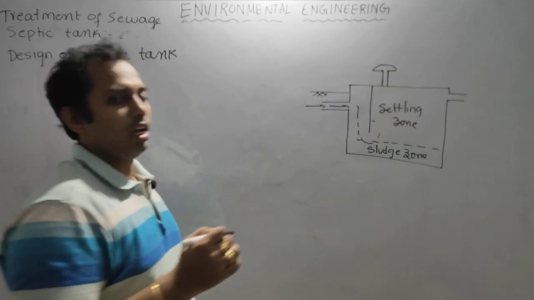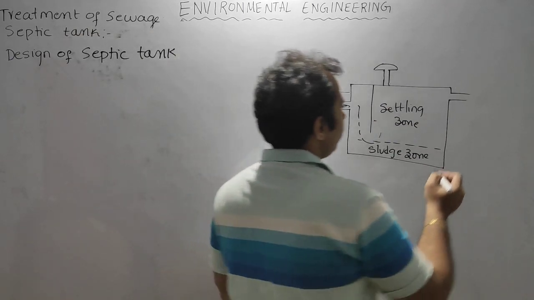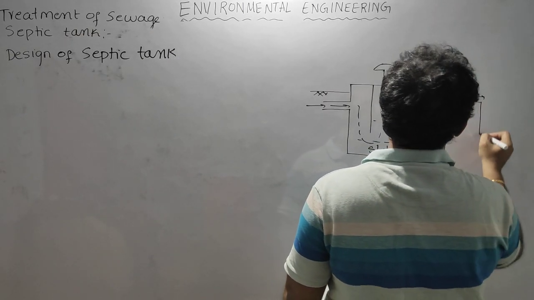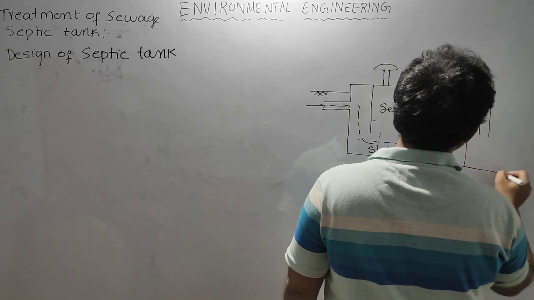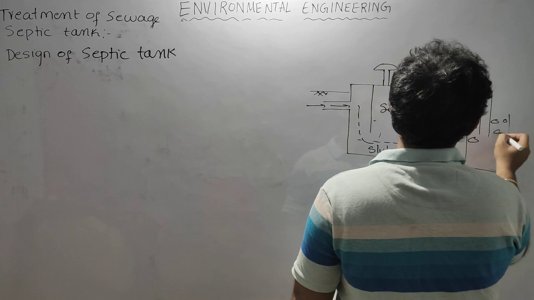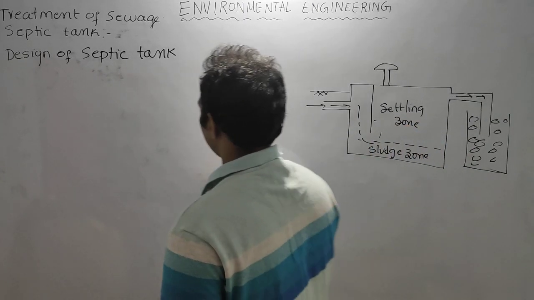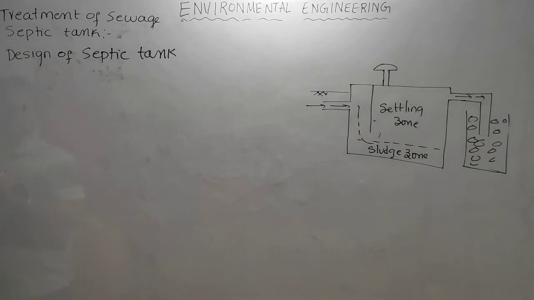So here we will provide an outlet for gases, whatever gases form in this reaction. Likewise, we will send the outflowing effluent into a soak pit kind of arrangement. So now, septic tank design means designing the settling zone and designing the sludge zone.